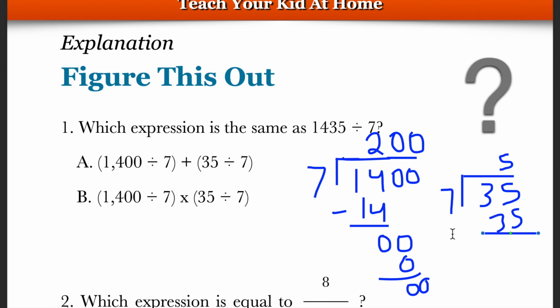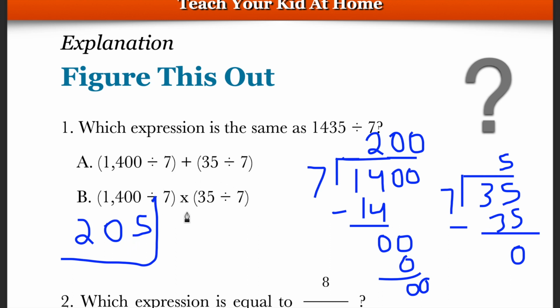So our answer becomes, so 1400 divided by 7 is 200, plus 35 divided by 7 is 5. So that's 205. So that tells us that the answer right there is 205, that this is the right answer, because we have 1400 divided by 7, which is 200, plus 35 divided by 7, which is 5.